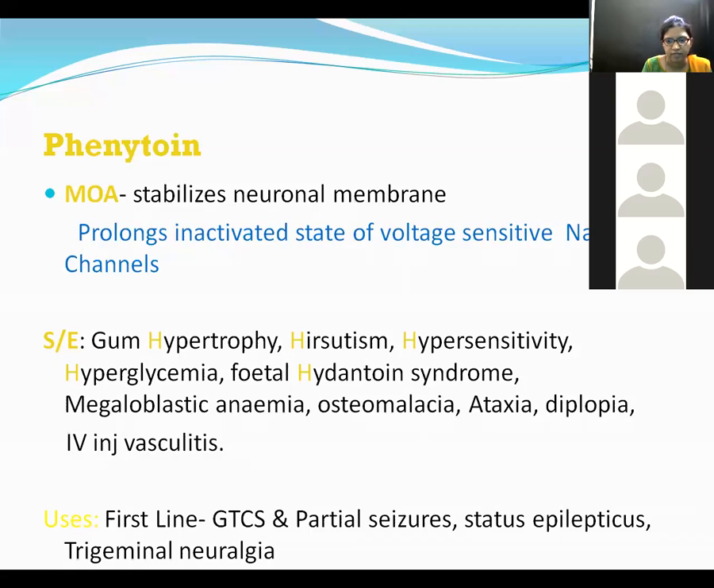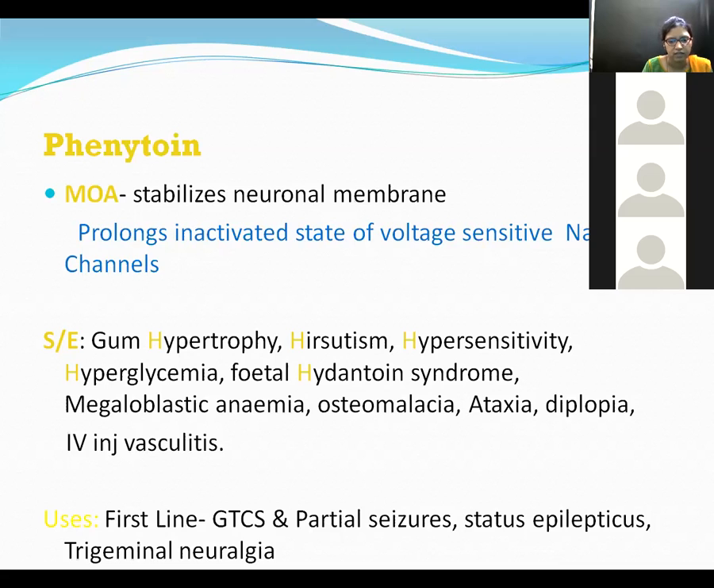ह्याचे साइड इफेक्ट्स खूप सारे आहेत, पण mnemonic is that 5H: gum hypertrophy, hirsutism, hypersensitivity, hyperglycemia, and fetal hydantoin syndrome. These are the main 5H in the adverse effects of phenytoin. Others are megaloblastic anemia, osteomalacia, ataxia, diplopia. If given by IV route, it can lead to vasculitis. These are the adverse effects of phenytoin.